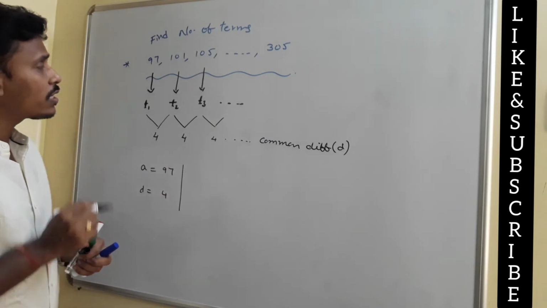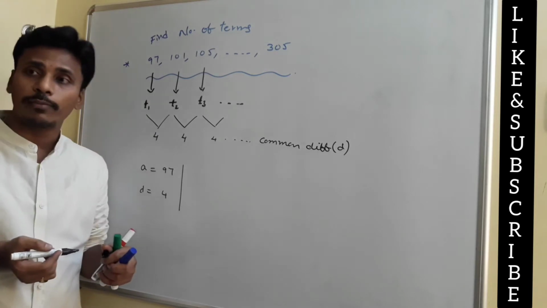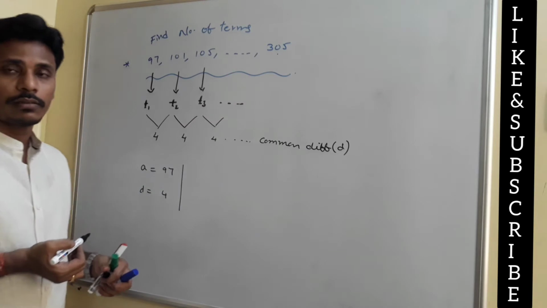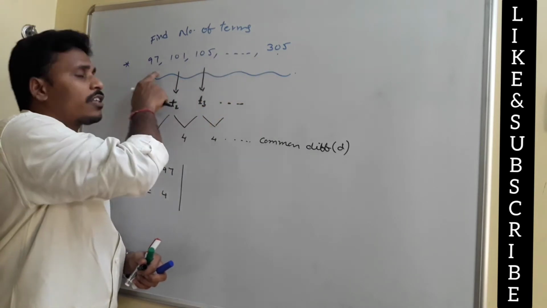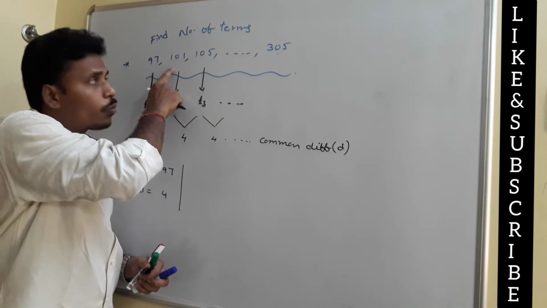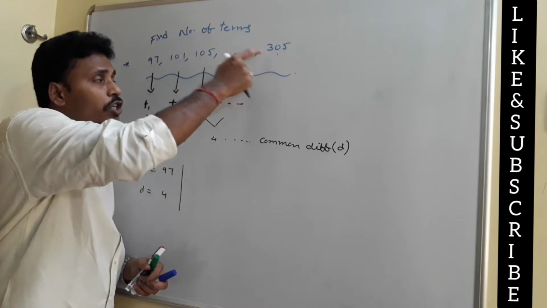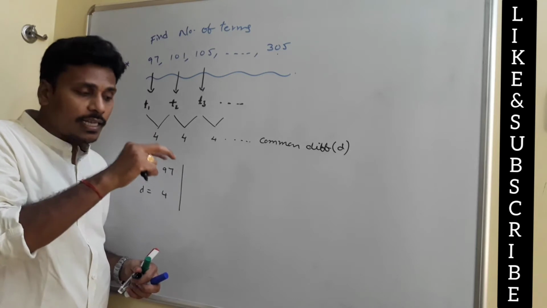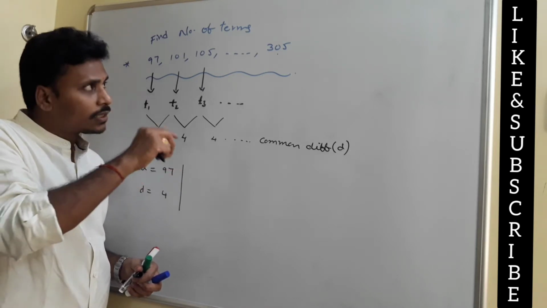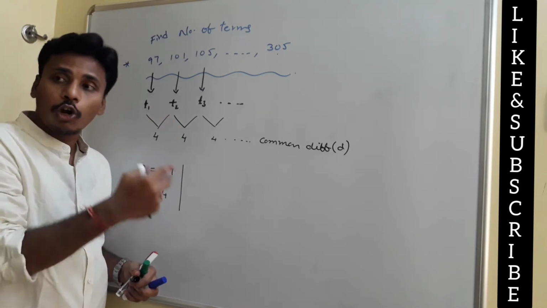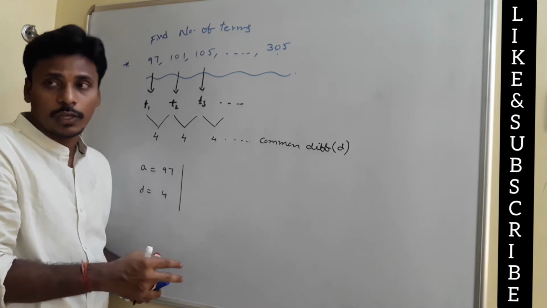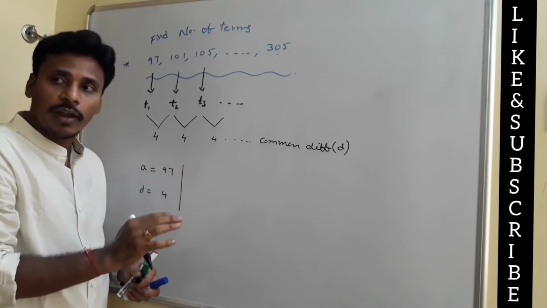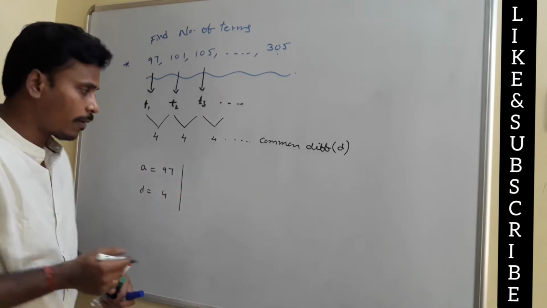And then, since you are going to count the number of terms of this sequence, this 305 is the last term of this sequence. Which term is it? The first term is 97, the second term is 101, the third term is 105. Then which term is this 305? If you identify the position of 305, that automatically indicates the number of terms in the sequence. So to identify the position of 305, initially you let that 305 be the nth term.